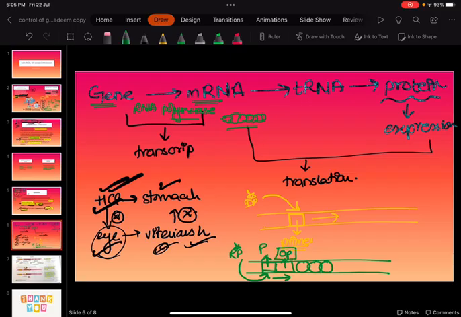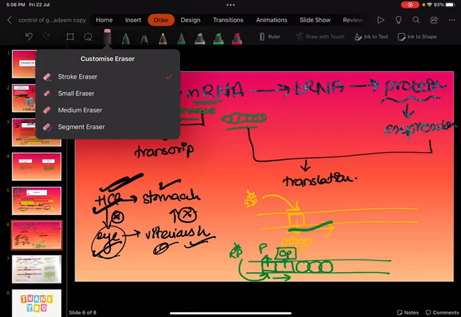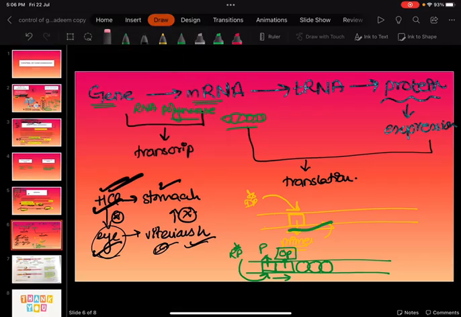How? Let me erase some things from here. Why isn't this working? What is happening? Just a second. Isn't this erasing at all? Okay, just a second. I have a technical difficulty.